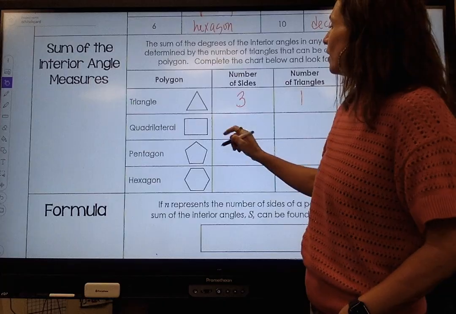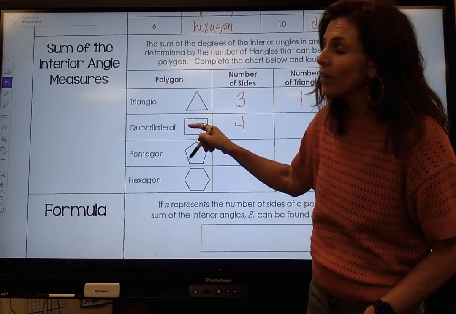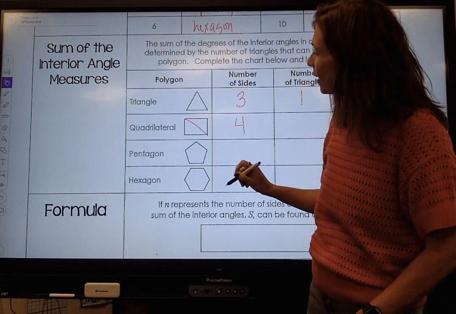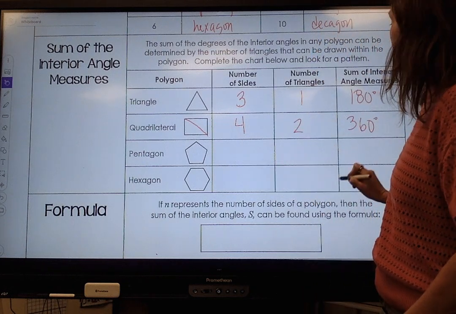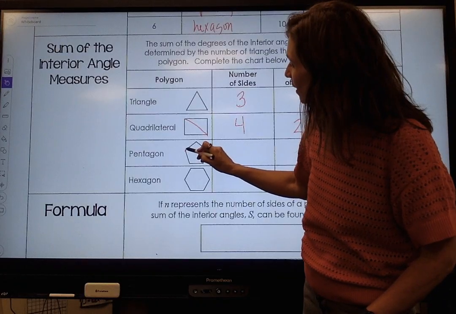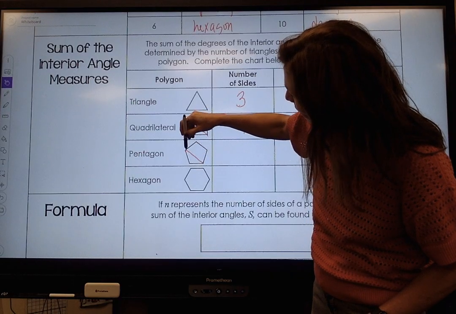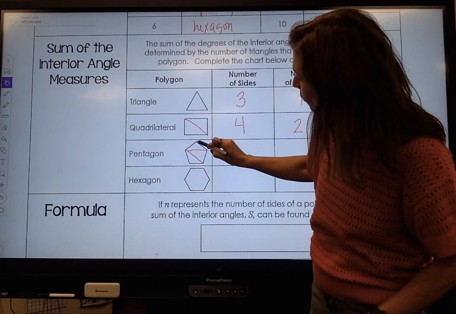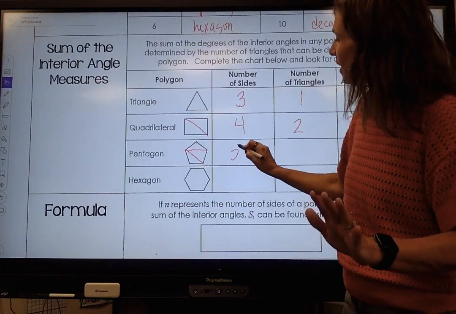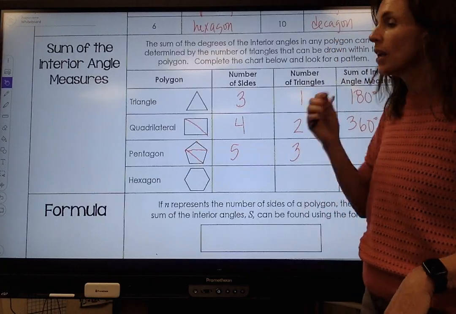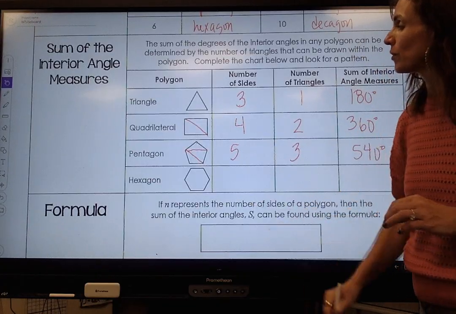So, 4 sides. Here's what I'm going to do. I'm going to take 1 angle and I'm going to draw a diagonal. Okay? And when I do that, it makes 2 triangles, and there are 360 degrees. Now in a pentagon, I'm going to take 1 angle, and I'm not going to draw a line there because you already have one. So I'm going to draw a diagonal here, and I'm going to draw a diagonal here, and then of course I'm not going to draw one there because that's already a side. So when I draw my diagonals, 5 sides, it created 3 triangles, and 3 times 180 is 540 degrees. So the sum of those measures is 540.